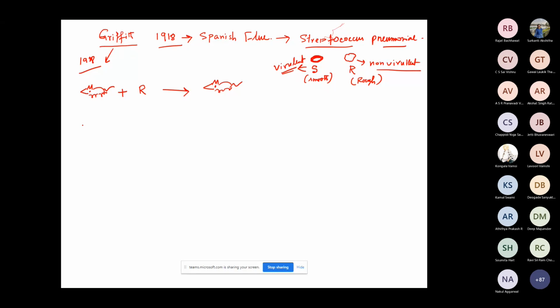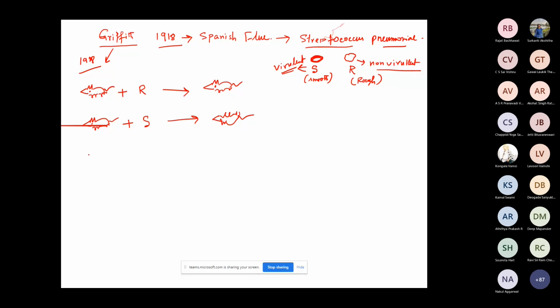So the mouse will survive, right? No problem. Mouse is surviving well. Now, next experiment he did. A strain of bacteria. What will happen? The mouse will die. Yeah. Mouse will die because A strain is virulent strain.